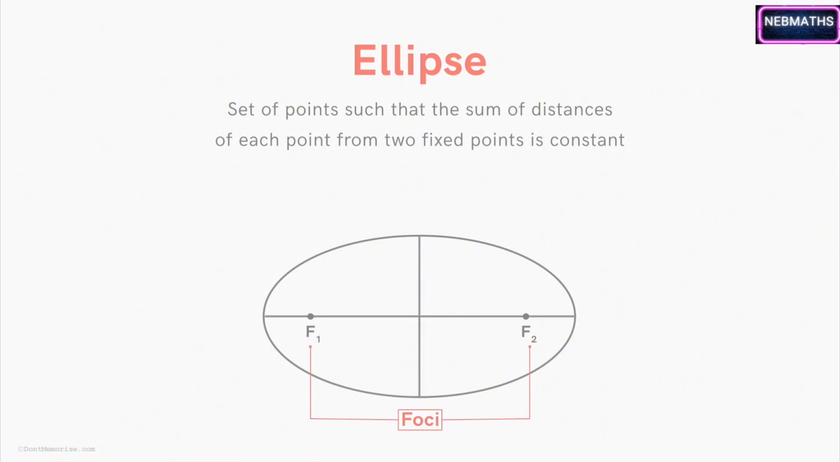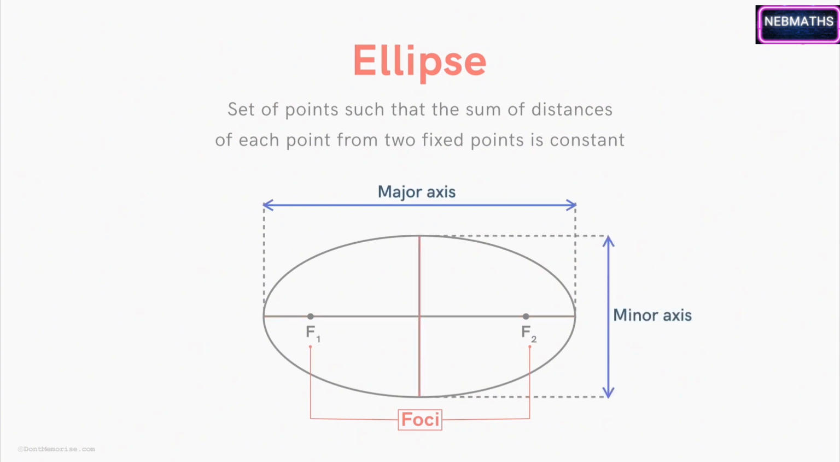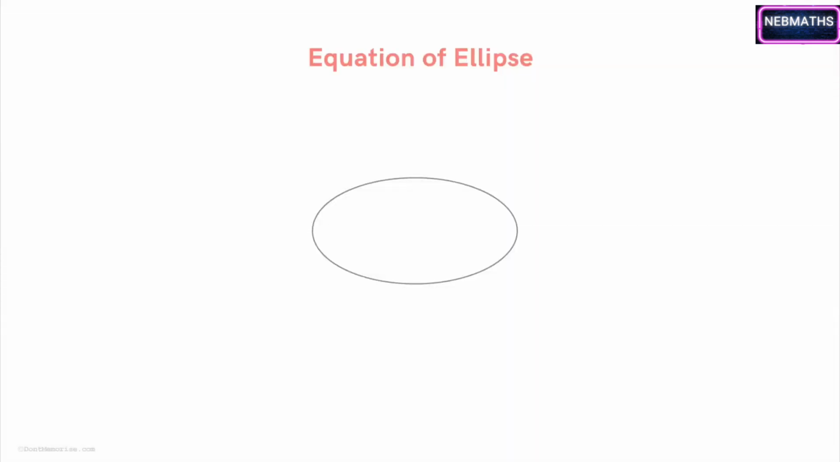We can also draw two axes of symmetry for an ellipse. This is called the major axis and this one is the minor axis. And this point equidistant from the foci is called the center of the ellipse. Take a moment and have a look at this ellipse. In this video, let's find out the equation of an ellipse.